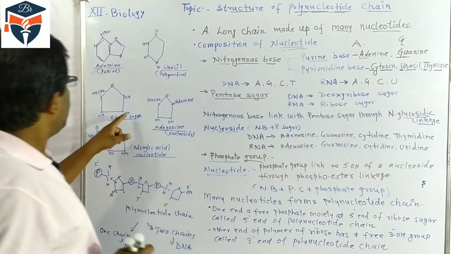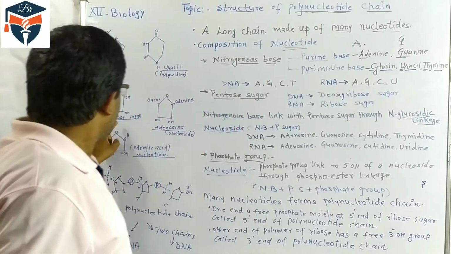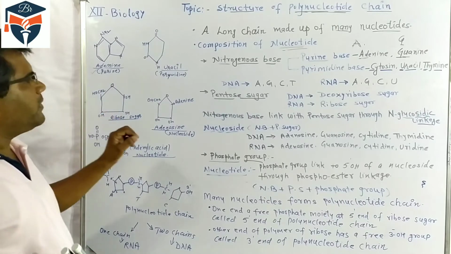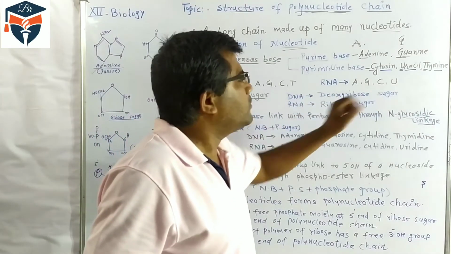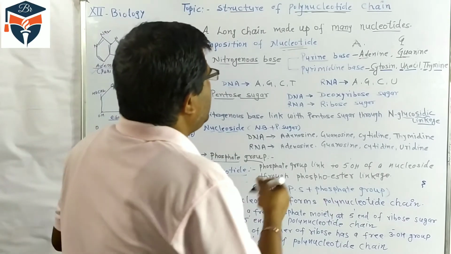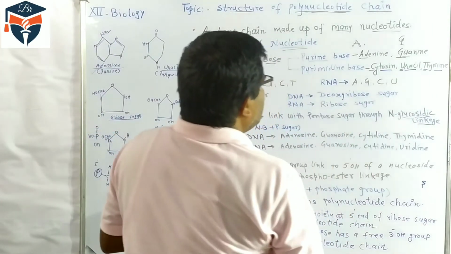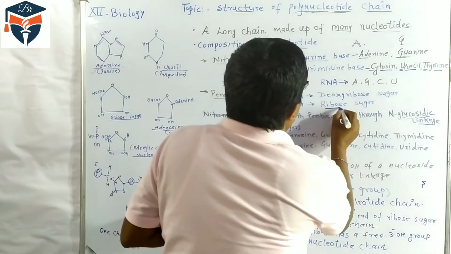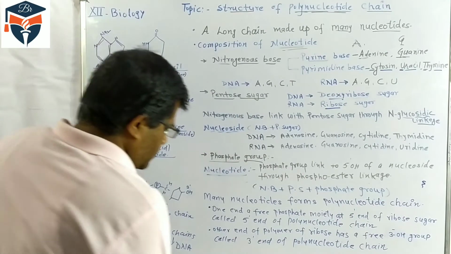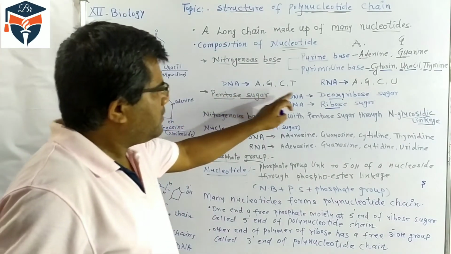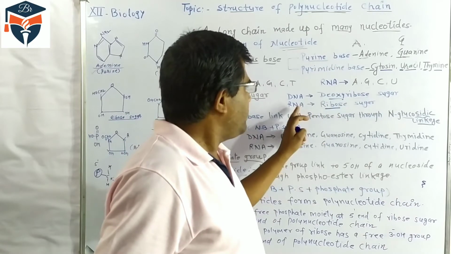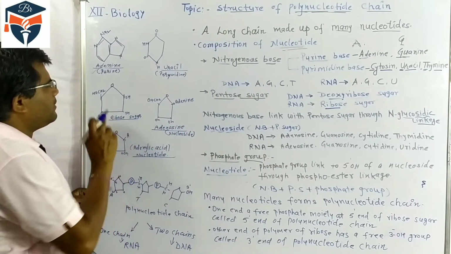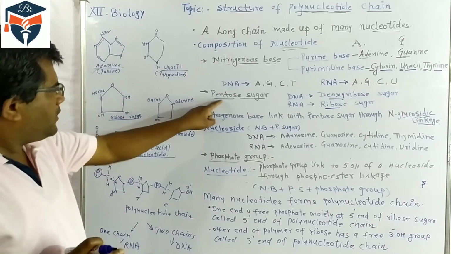So in DNA what happened? One oxygen atom of the ribose sugar is reduced or lost, so it is called deoxyribose sugar. We should remember in DNA there is deoxyribose sugar, whereas in RNA there is ribose sugar. So only two things we remember about the pentose sugar: DNA has deoxyribose sugar, and RNA has ribose sugar.